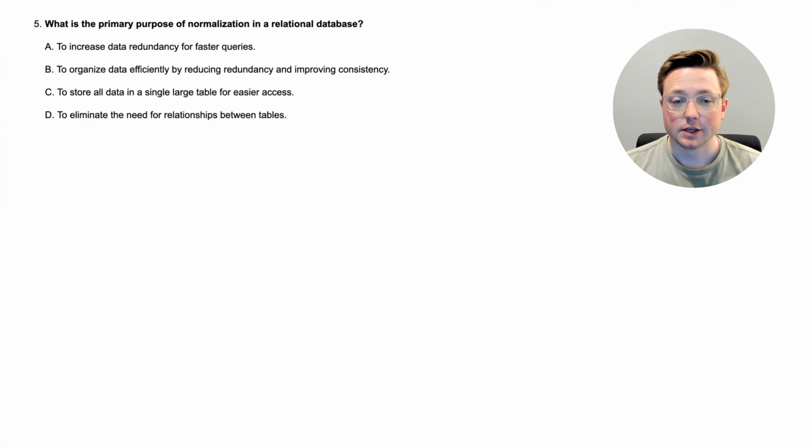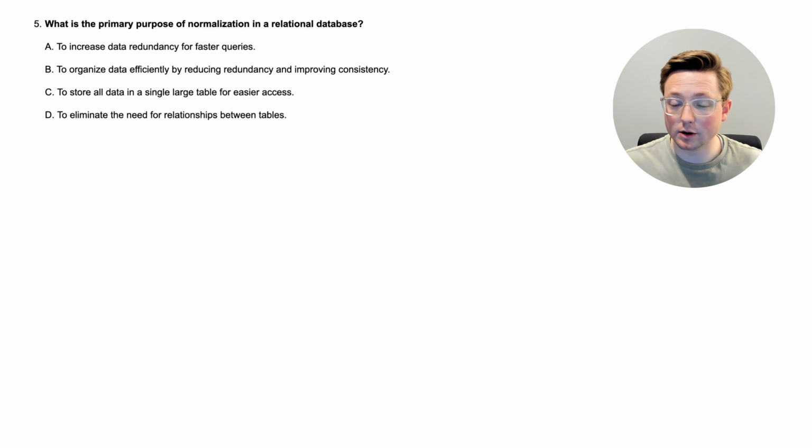All right, here we are at question 5. What is the primary purpose of normalization in a relational database? So let's walk through this. Option A, to increase data redundancy for faster queries. Option B, to organize data efficiently by reducing redundancy and improving consistency. Option C, to store all data in a single large table for easier access. Or option D, to eliminate the need for relationships between tables.